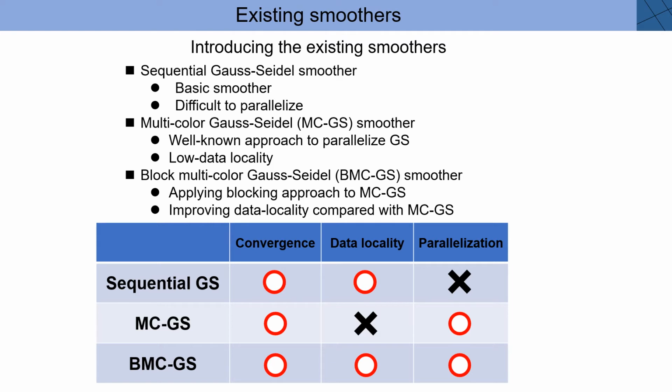A block multicolor Gauss-Seidel smoother solves the problem of the multicolor Gauss-Seidel smoother. The block multicolor Gauss-Seidel smoother is a multicolor Gauss-Seidel smoother with a blocking technique. This technique increases data locality. The block multicolor Gauss-Seidel smoother looks like the best smoother for the multigrid method. However, the proposed smoother showed a higher convergence rate and data locality than the block multicolor Gauss-Seidel smoother.